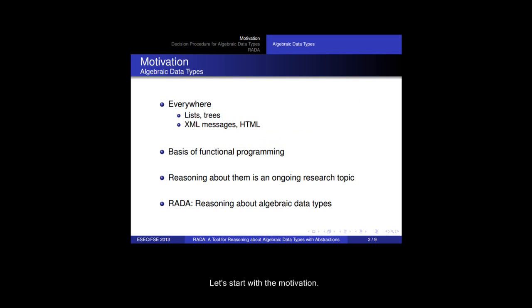Let's start with the motivation. Algebraic data types are everywhere. We can find them in any basic data structures, such as lists and trees, and they are also used in some practical applications, such as HTML or XML messages. In addition, algebraic data types are the fundamental part of any functional programming language. As a result, reasoning about them is an ongoing research topic, and RADA is an open source tool that can reason about algebraic data types.